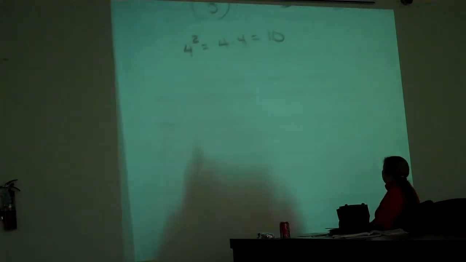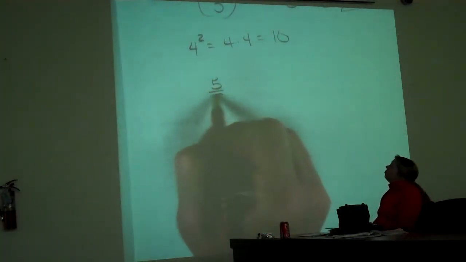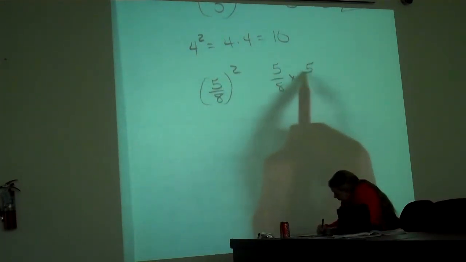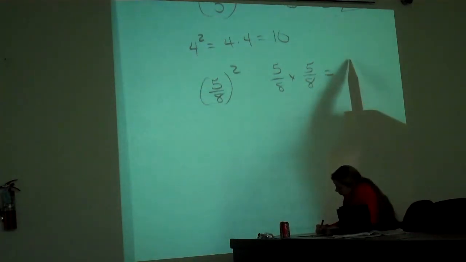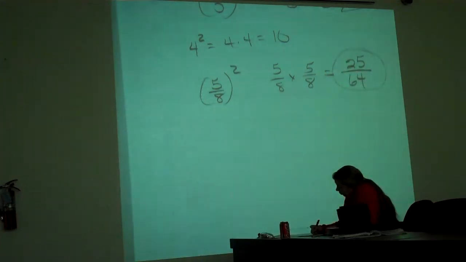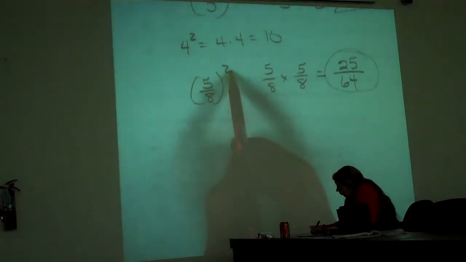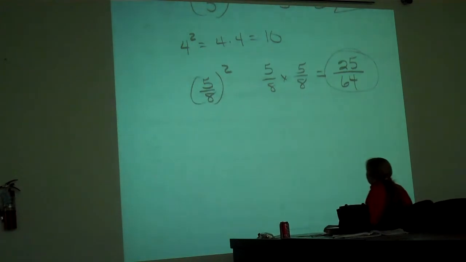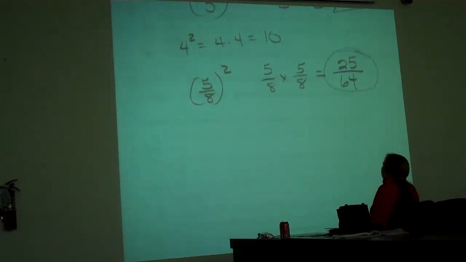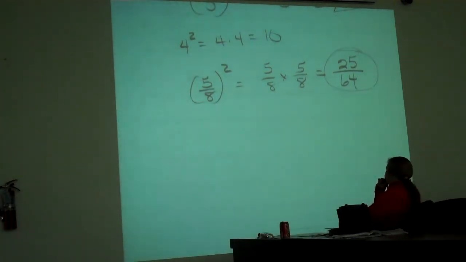What if you have 5/8 squared? You have 5/8 times 5/8. 5 times 5, 25. 8 times 8, there's your answer. That's what the little 2 means up there. The little 2 means times itself 2 times. And sometimes it'll have a different number. If there's a 3, you do it 3 times. That's how many times you multiply it times itself.